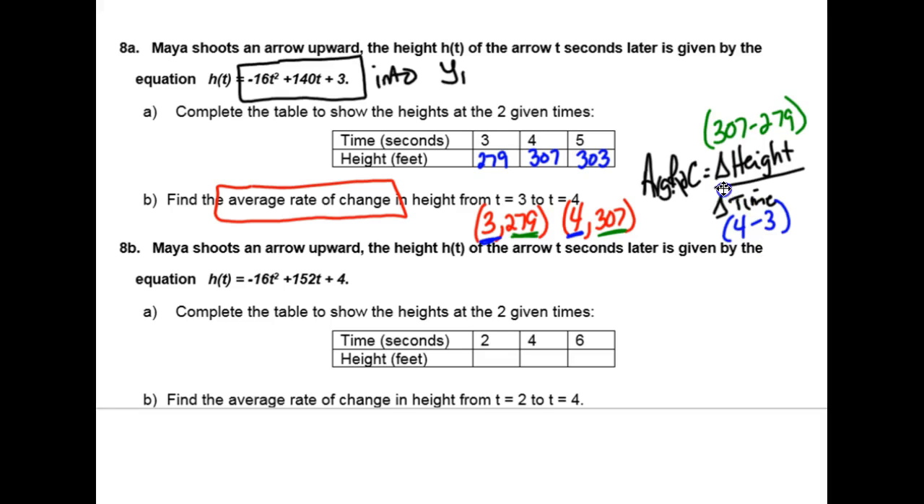So 307 minus 279 divided by 4 minus 3, or some of you just go ahead and simplify these and then divide them separately, and this one comes out to 10 feet per second. Make sure you label, because you remember you're taking feet and dividing by seconds, so feet per second makes sense. Sometimes this number comes out negative, but that's because the arrow or whatever it is is falling down.